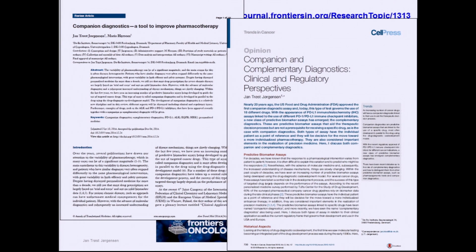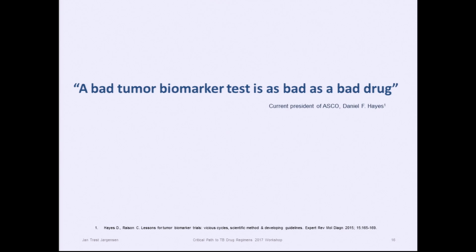And then, just to come back to what Jim said in the beginning, that we should value biomarkers, I will give the last word here to the current president of ASCO, Daniel Hayes. He's been one of the pioneers within this area. He gave an interview in Expert Review in Molecular Medicine a couple of years ago, and here he said that a bad tumor biomarker test is as bad as a bad drug. I would say that a good tumor biomarker is as good as a good drug.